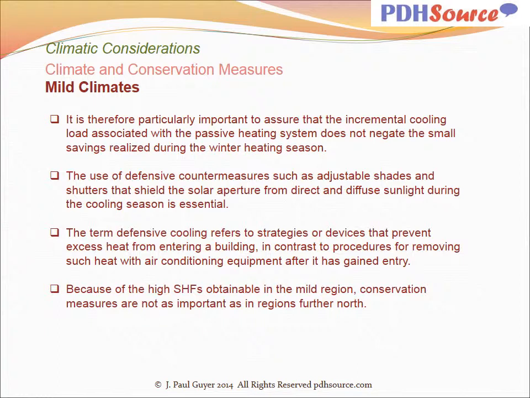The use of defensive countermeasures such as adjustable shades and shutters that shield the solar aperture from direct and diffuse sunlight during the cooling season is essential. The term defensive cooling refers to strategies or devices that prevent excess heat from entering a building, in contrast to procedures for removing such heat, as with air conditioning equipment after it has gained entry. Because of the high solar heat gain factors obtainable in the mild region, conservation measures are not as important as in regions further north.